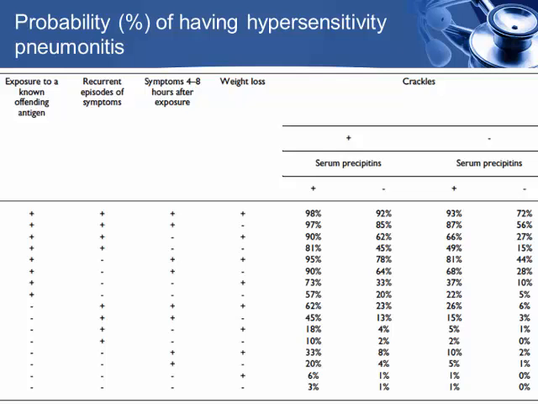But when someone comes in, for example, with symptoms 48 hours after exposure, weight loss, crackles, and a negative serum precipitin, that would drop him to about 8%. So that lowers your probability, puts HP lower in your differential. So like I said, this actually has been validated. A lot of things have been validated out there, and this works, so I think it should be incorporated into our practice.